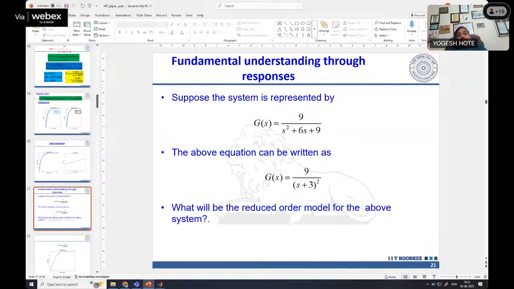But if this is the case, suppose the system is represented by 9 over s square plus 6s plus 9, and the above equation can be written as G(s) equal to 9 over (s plus 3) whole square. What will be the reduced order model for such systems? Both the poles are at the same location. Now here it is difficult to identify which is the dominant pole and which is the non-dominant pole.